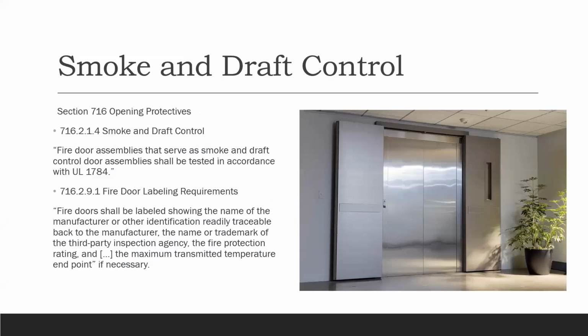Now, integrated door assemblies are smoke and draft control doors. So what's smoke and draft control? Well, those doors must be tested in accordance with UL 1784 as a complete system. And that's where the air leakage rate comes in again. And we're really driving the importance of the S, that smoke label on these types of doors. It indicates that smoke rating.